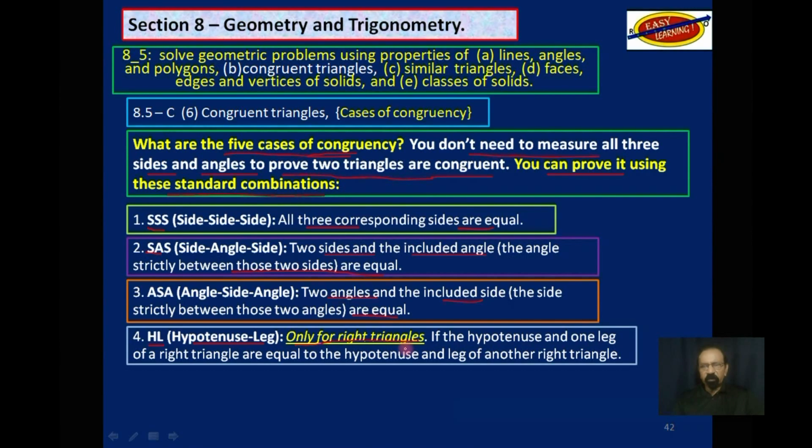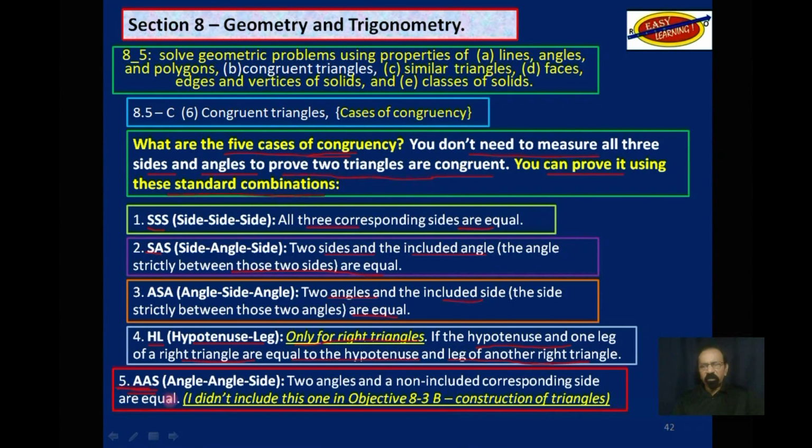If we have a hypotenuse, it is a right triangle. If the hypotenuse and one leg of the triangle are equal to the hypotenuse and one leg of another right triangle, then they are congruent, they are identical. Those 4 we already looked at when we were doing construction of triangles. We will also consider a 5th case where it says 2 angles and a non-included corresponding side are equal. This is the one I didn't include previously, but we will do it now.